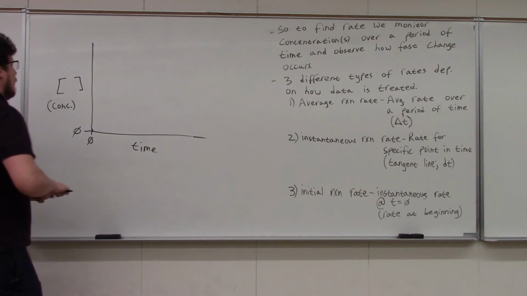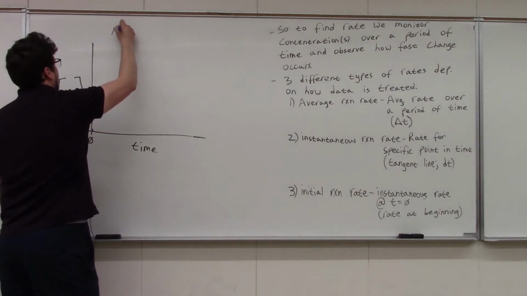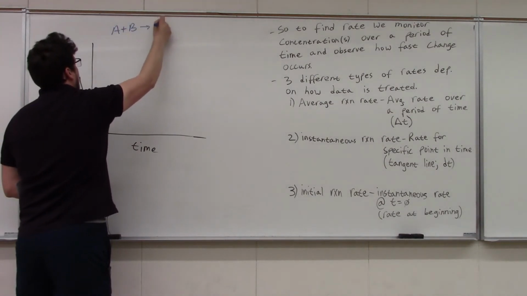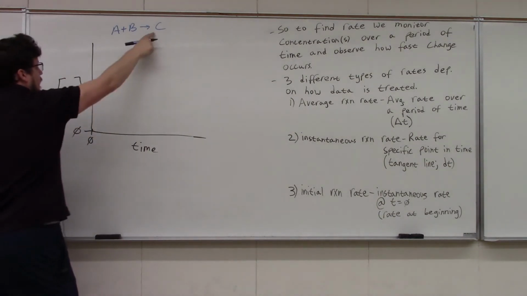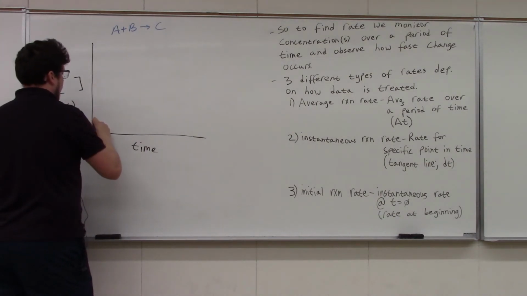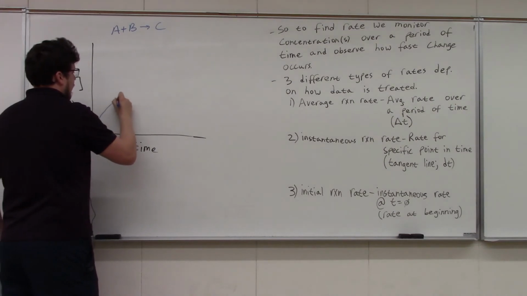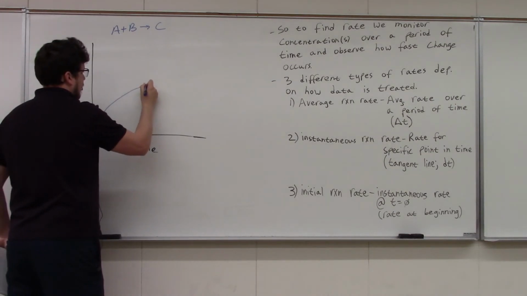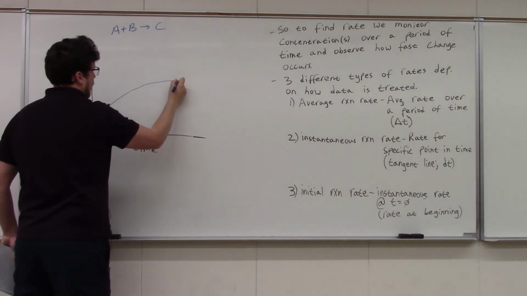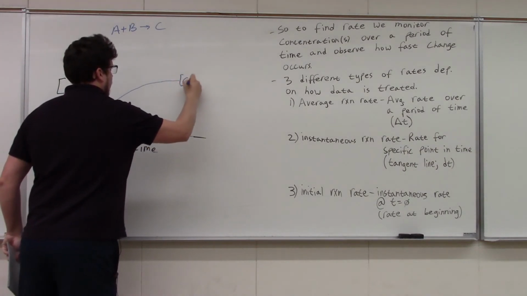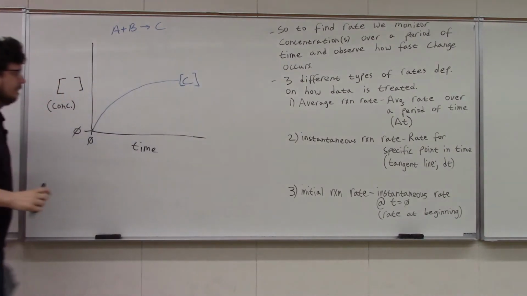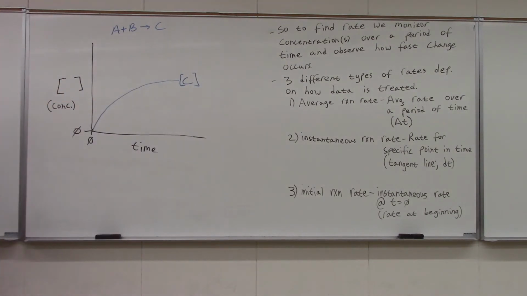When we are forming our product, we'll go with A plus B makes C. Keep it very simple. If we look at C, what's happening? Well, we have none, and it starts to form, and it starts to form slower and slower and slower. So we get this curvature. All right, and so that's concentration of C right there.